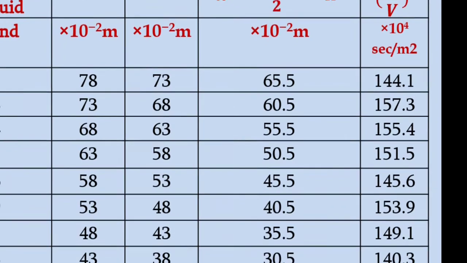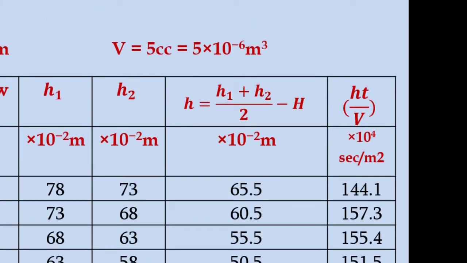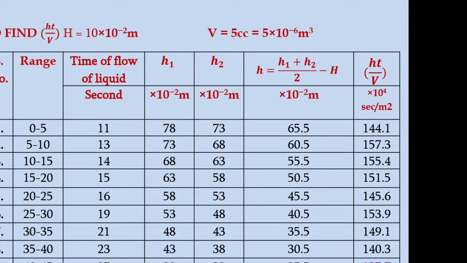Next, we need to find out what is Ht by V. For the burette range of 0 to 5, H is 65.5, and the time taken is 11 seconds. So 65.5 into 10 to the power of minus 2 into time taken, 11. The whole thing has to be divided by our capital V, that is the volume of the flow of the liquid for the level 0 to 5. It is 5 cc, so 5 into 10 power minus 6.